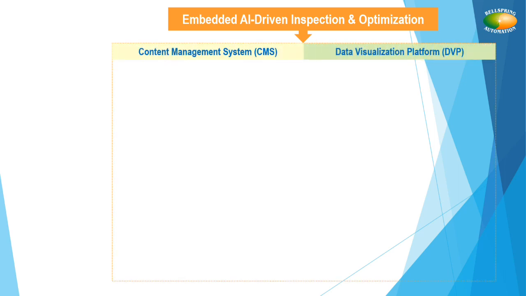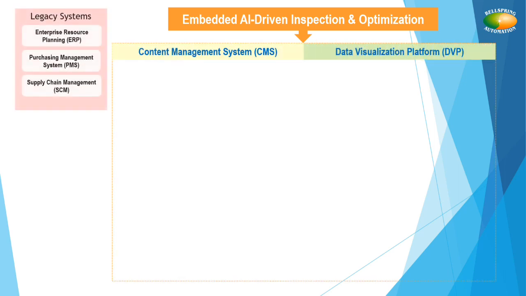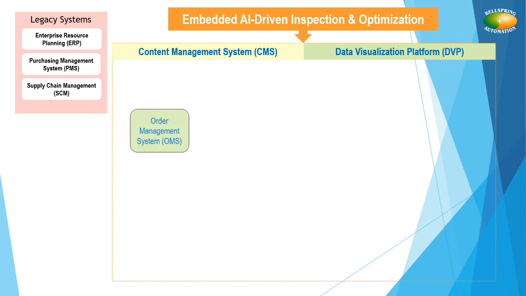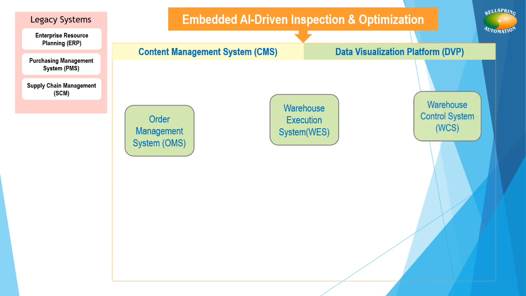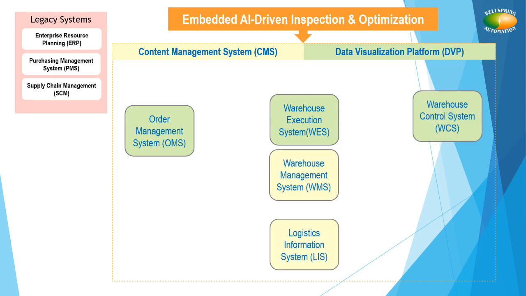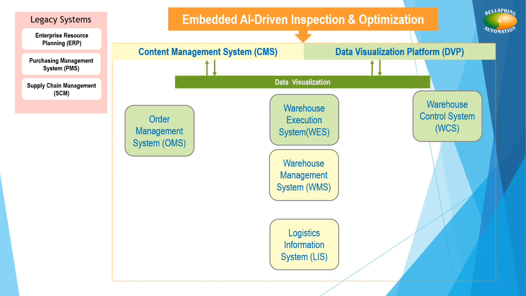AI-driven inspection and optimization consists of a content management system and data visualization platform, as well as their modules. Data visualizations exist for each of the order management system, warehouse execution system, warehouse management system, and logistics information system.